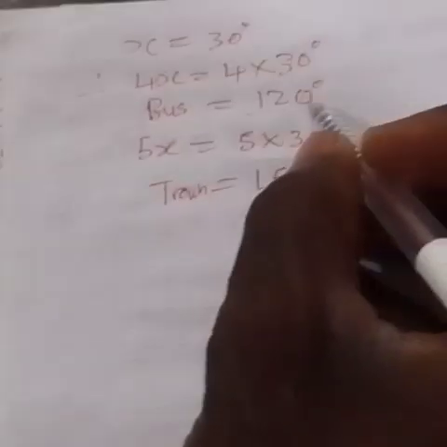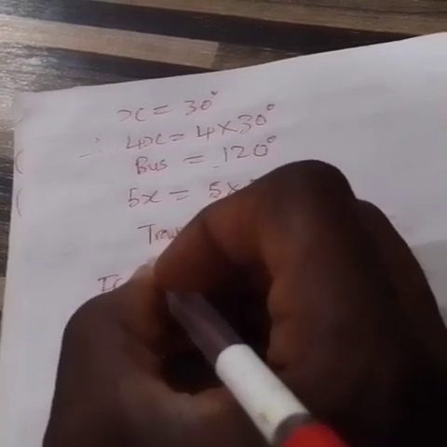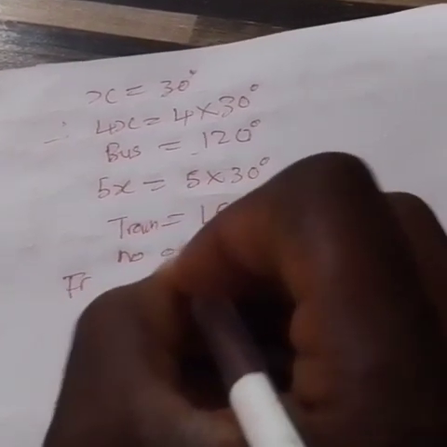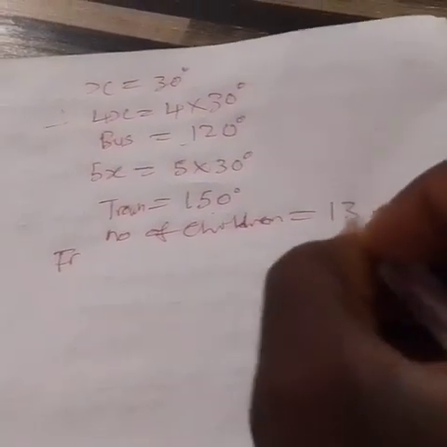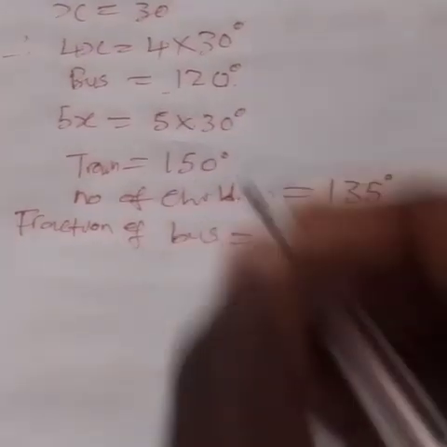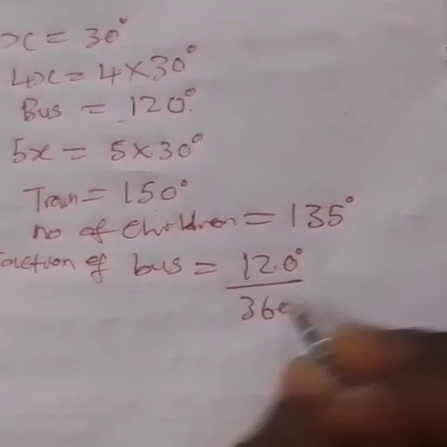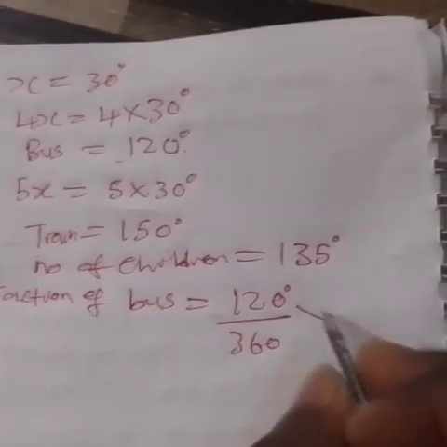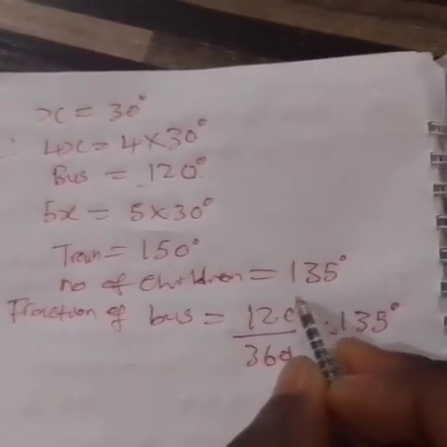Bus is 120 degrees. In terms of fraction, the number of children equals 135 from the question. So the fraction of bus is going to give us 120 degrees over the total number of degrees, which is 360. Then because we want to know the number of children, we will now multiply by 135. Is 0, we cancel 0.